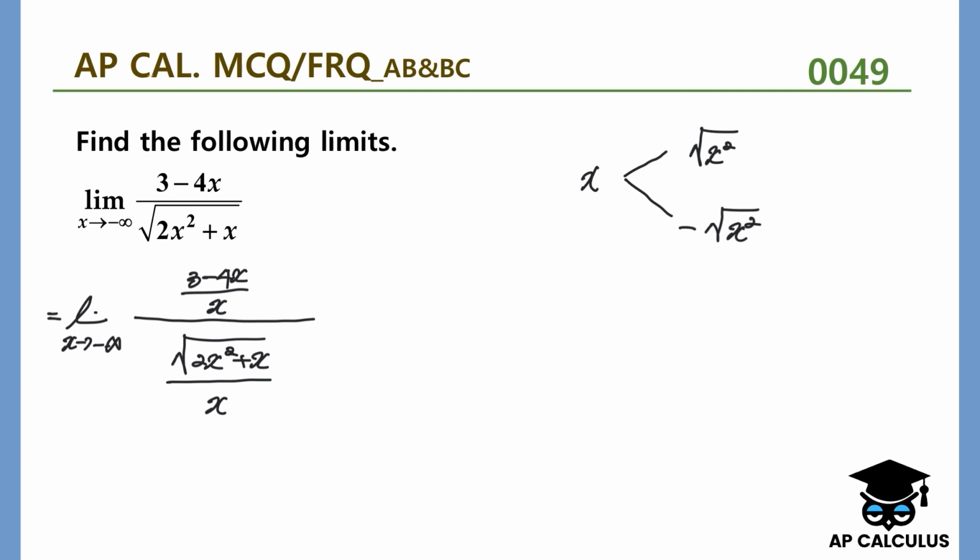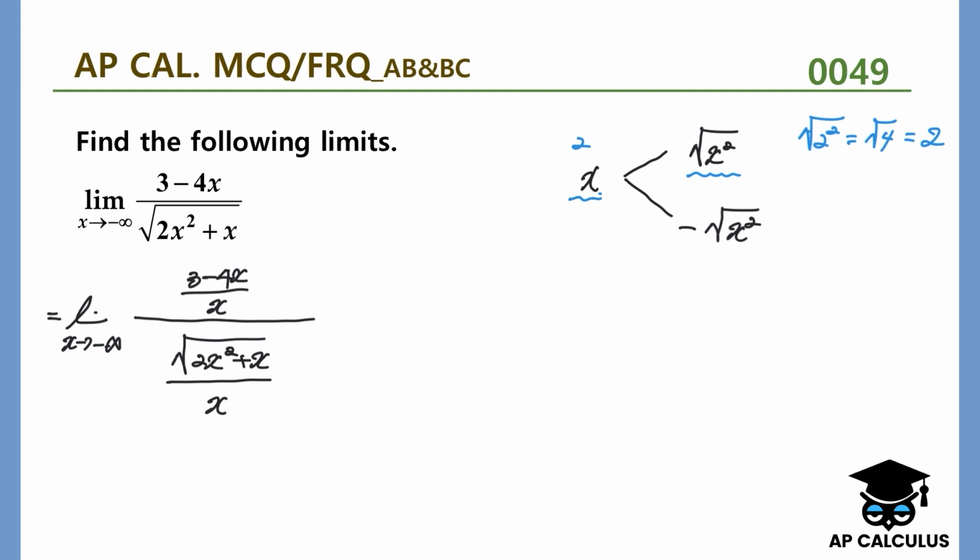If x is a positive number, let's say this x is positive 2, then this x can be written as the square root of x squared. Think about this. Square root of 2 squared, that's going to be the square root of 4, which is equal to 2, right? So if x is positive, it is equal to the square root of x squared.